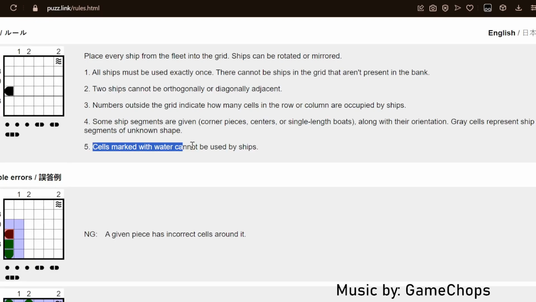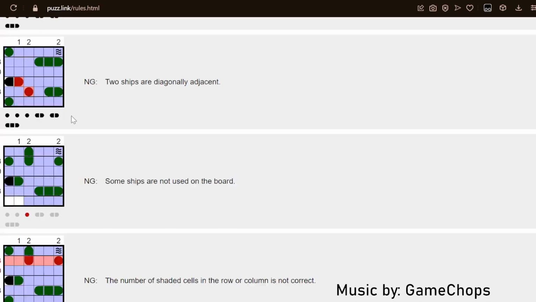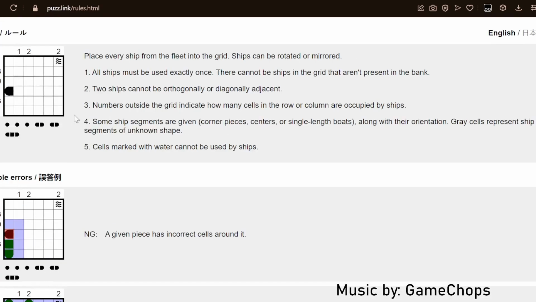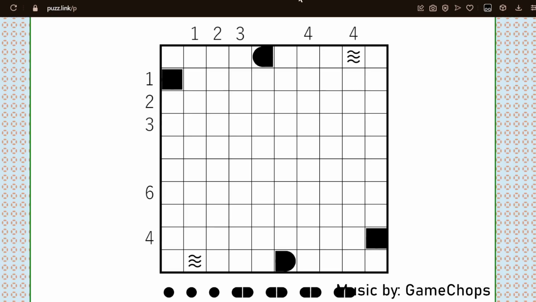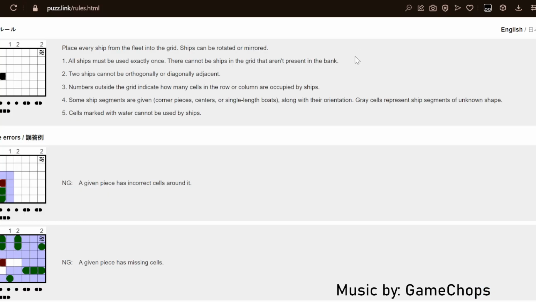Cells marked with water, which are the waves here, cannot be used by ships. So in the end, does it show here? I would expect it not to, but you cannot place ships in the water, basically. And those are the rules of Battleship. So, I think we can just get into it. Let's just get into it.